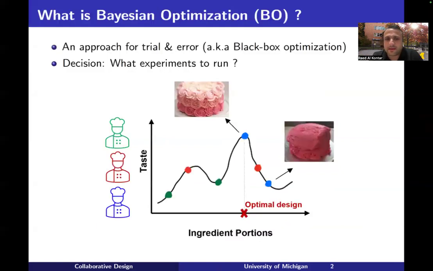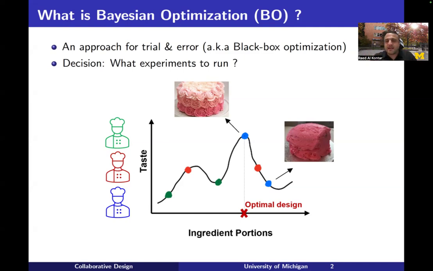So let me start by describing Bayesian optimization. Bayesian optimization is a way to do black box optimization. It stems from Bayesian decision theory, and the goal is to optimize a black box function. And really, from an engineering perspective, optimizing a black box function implies trial and error.